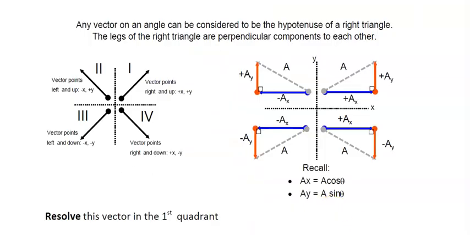Here we have a familiar diagram. Any vector on an angle can be considered to be the hypotenuse of a right triangle. The legs of the right triangle are perpendicular components to each other. We would ask which quadrant is each one of these vectors in, and that would determine which way the legs of this right triangle point. Well, this works very well when the x and y axis are positioned as they are. In this particular way, x is the traditional horizontal and y is the traditional vertical.